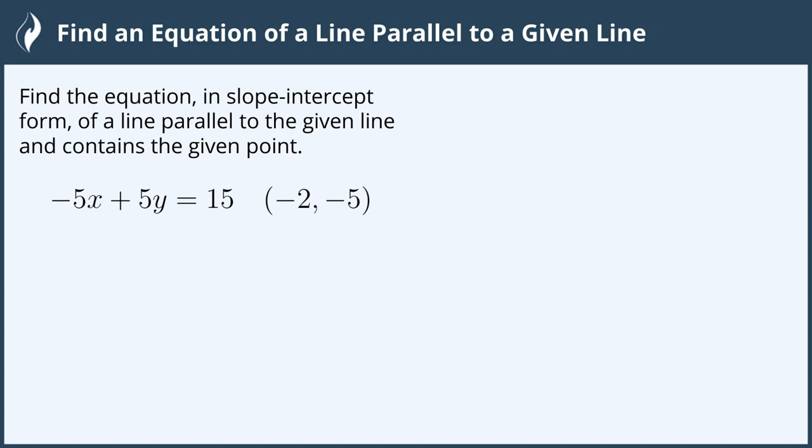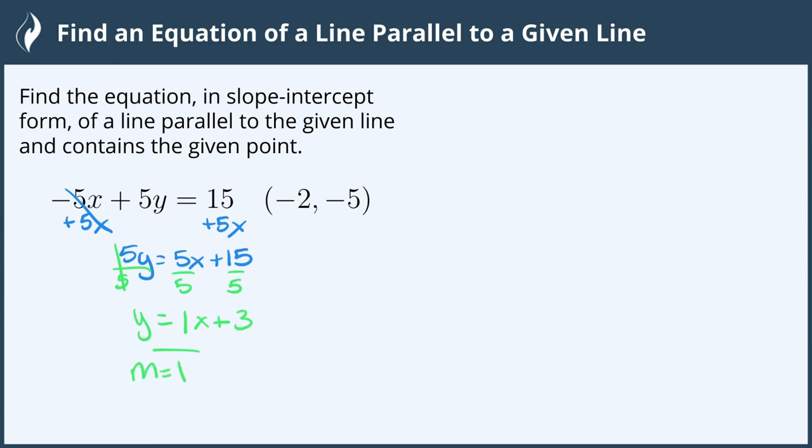In this case, we need to solve for y to find the slope-intercept form. To do that, we will add 5x to both sides, which leaves us 5y equals 5x plus 15. And then to continue solving for y, we'll divide every term by 5. So we have y equals 5 divided by 5 is 1, x plus 15 divided by 5 is 3. So we have a slope of 1.